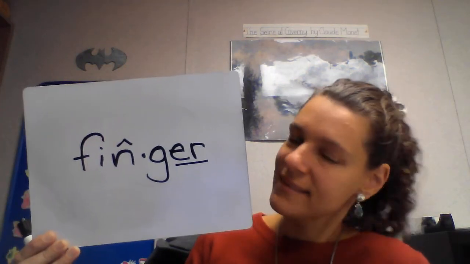All right, our last word is finger. How do we say it to spell it? Good, finger. What's the first syllable? Good, fin. And the second syllable? Good, ger. And which do we use? Good, the er of her. Mark it. Check it.